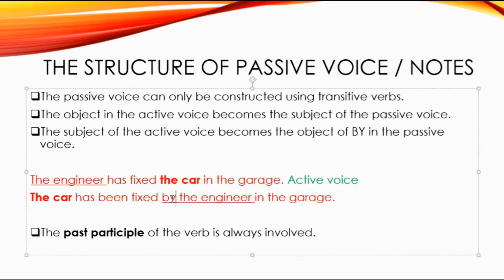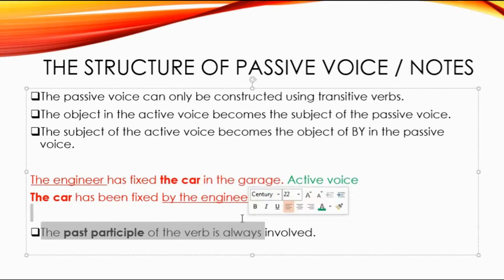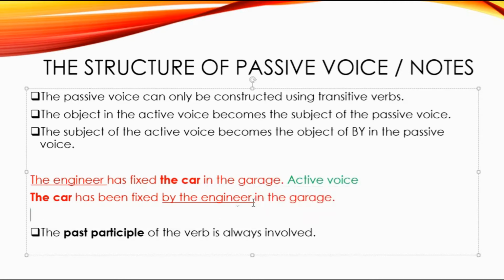Just like here, by is my preposition, and the engineer is the object of that preposition, or the object of the sentence in a sense. So as you see, we reversed it. We reversed the car from being an object here to being a subject here, and also the engineer being a subject in the active voice sentence to an object in the passive voice sentence.